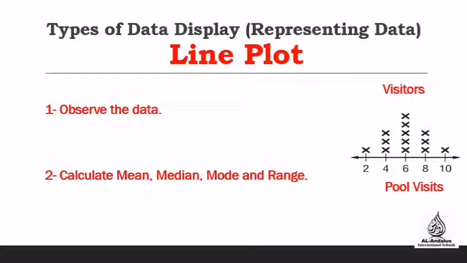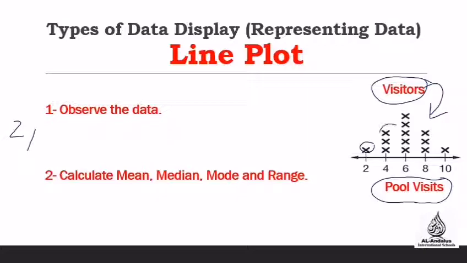Okay, so here is our last example. This line plot represents the number of pool visits, which is 2, 4, 6, 8, and 10, and the number of visitors, which is represented by the crosses. So here, for example, I have only one visitor who visited the pool 2 times. So how many times is the 2 repeated? Just once. Here I have 3 visitors who visited the pool 4 times. So the 4 is repeated 3 times.